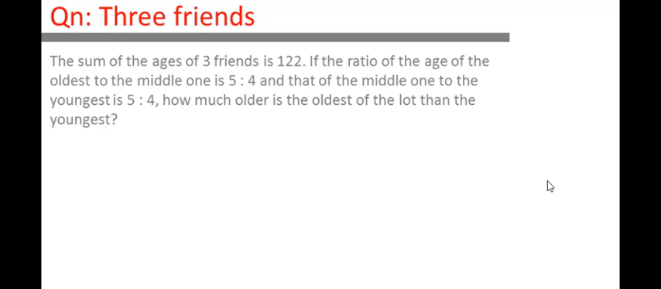Hello friends, today we are going to learn about ratio and proportion. This is the question which is a second level of question. I have already discussed the basic question, the stage 1 question.